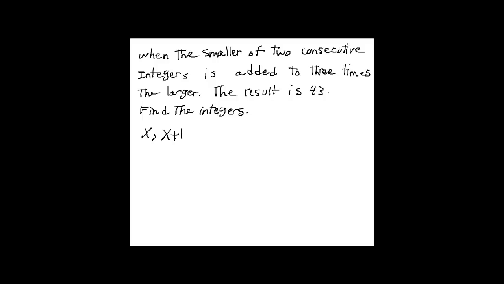And since we're talking about two consecutive integers here, that's all we need: these two numbers, x and x plus 1. So we're letting the first number be equal to x, and the second number would be x plus 1. Now, they're saying that when the smaller of two consecutive integers is added to, the smaller one is x, obviously, and the larger one would be the one next to it. If the smaller one is added to 3 times the larger one, okay? So, can somebody write this down for me as an equation?